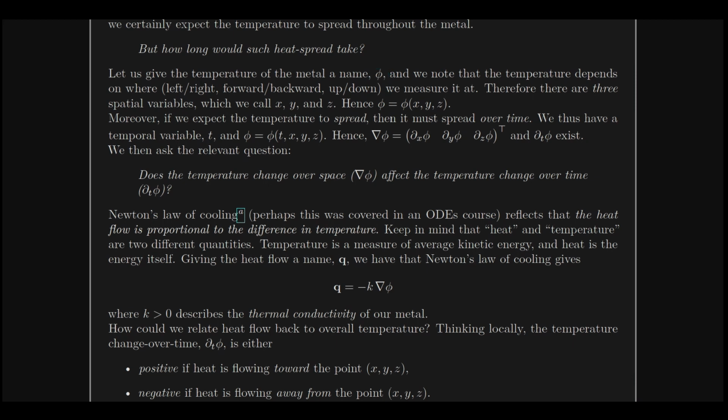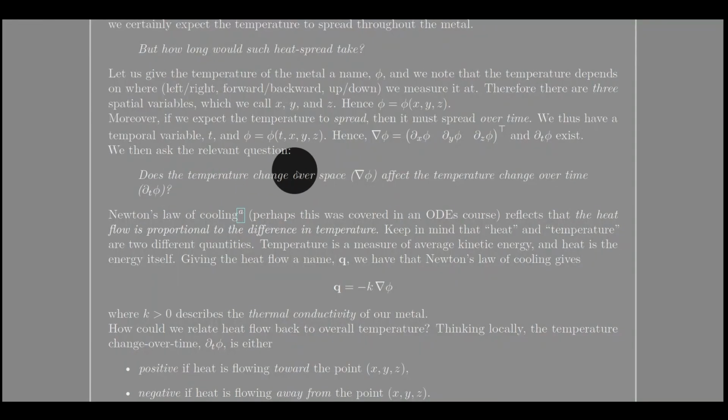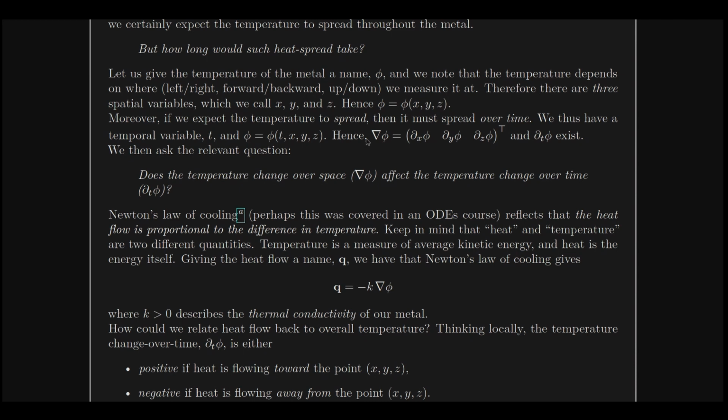And if we're talking about PDEs, we have to ask the natural question, does the temperature over space, which we can represent with the gradient, right? I will call the gradient nabla. The name of the symbol here is nabla. I know it's a really annoying name, nabla. So I'll call that nabla phi, or gradient of phi. So how does that, the change over space, affect the temperature change over time?